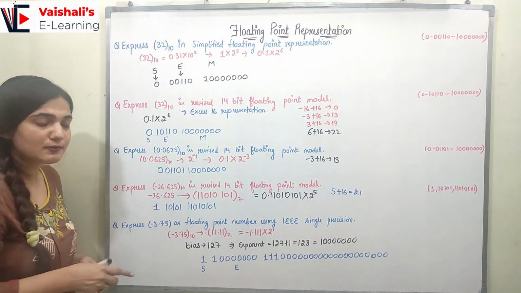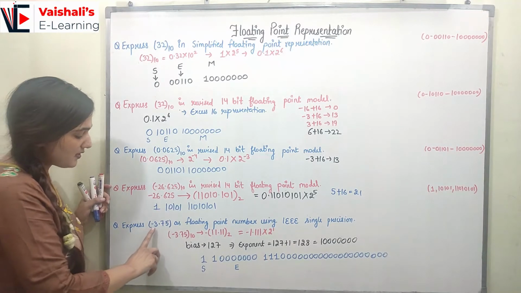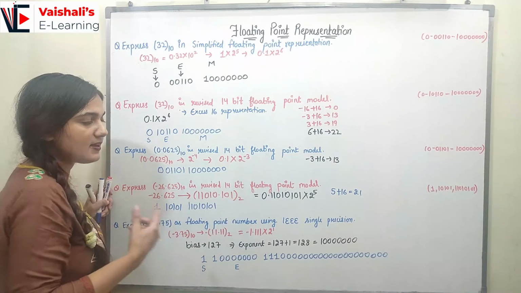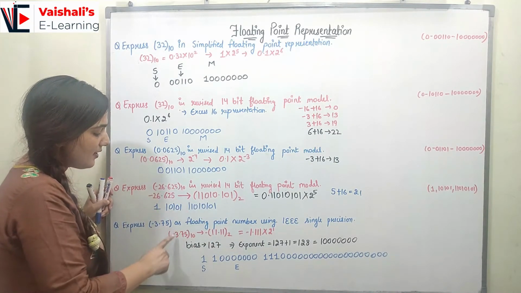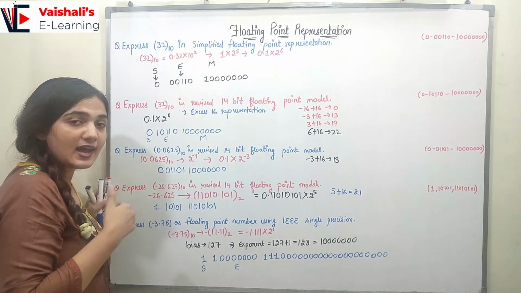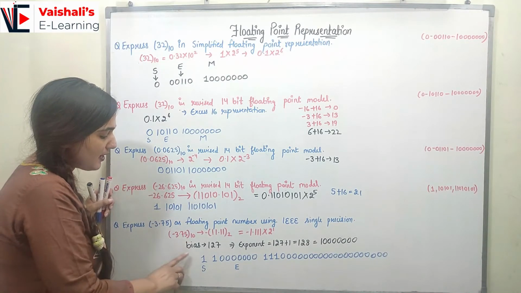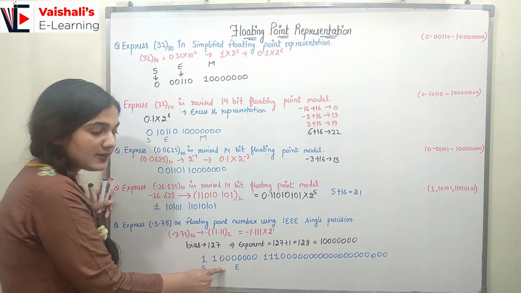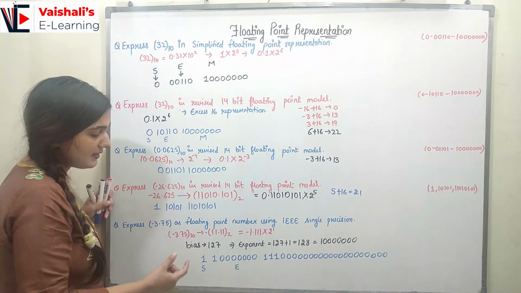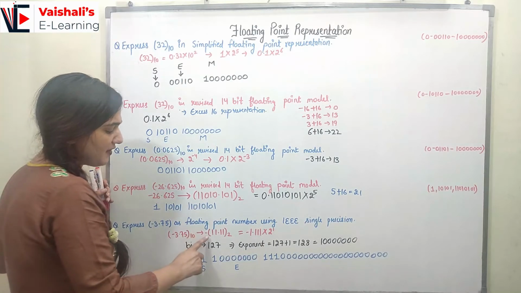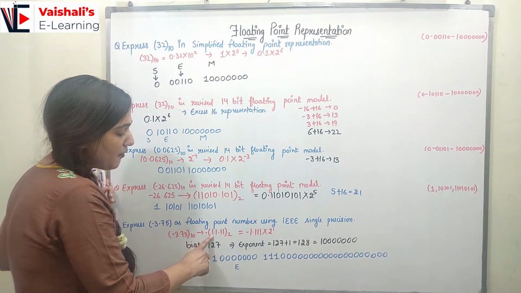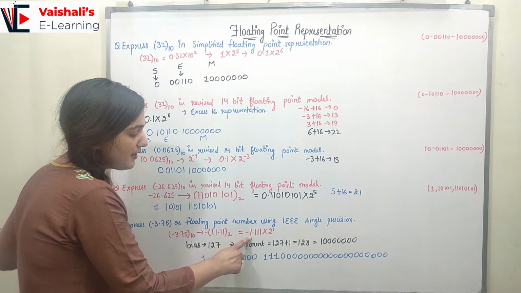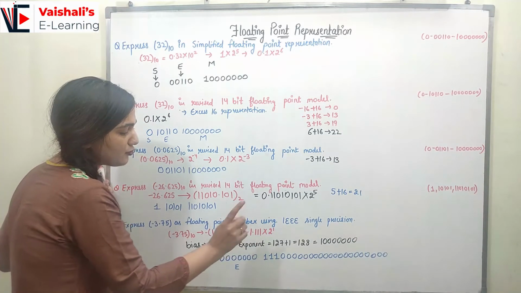Now coming to the last question for the day, which is express minus 3.75 as a floating point number using IEEE single precision. Right, so here we have the 32 bits in the IEEE single precision. So here 1 bit is the sign bit, 8 bits are the exponent bits, and 23 bits are for the Mantissa. Minus 3.75 can be represented as minus 11.11. So now it can be represented as minus 1.111 into 2 raised to power 1.